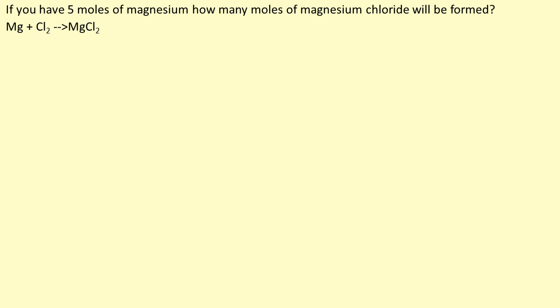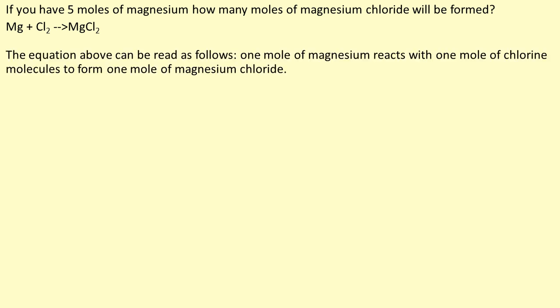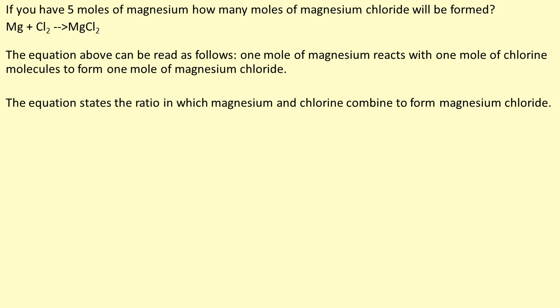The equation above can be read as follows. 1 mole of magnesium reacts with 1 mole of chlorine molecules to form 1 mole of magnesium chloride. The equation states the ratio in which magnesium and chlorine combine to form magnesium chloride. The ratio of magnesium to magnesium chloride is 1 to 1. So for every mole of magnesium which we start with, we will form 1 mole of magnesium chloride.